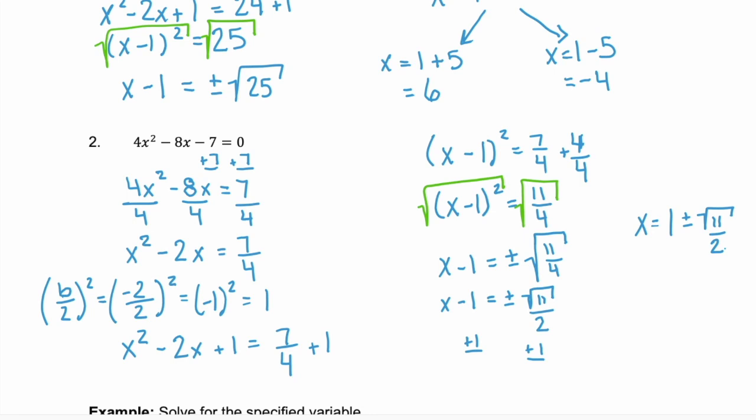You can leave it like this, or you can get a common denominator for that 1, which would be 2 over 2, and then you can simplify this further. Since we have a common denominator, we can combine this into one fraction. 2 plus or minus the square root of 11 over 2.